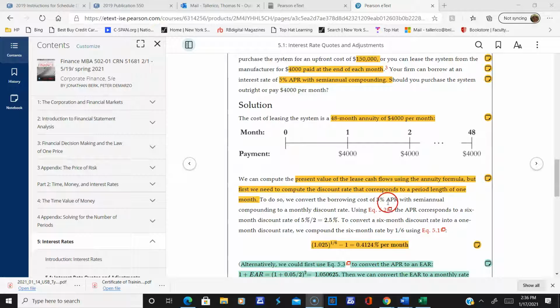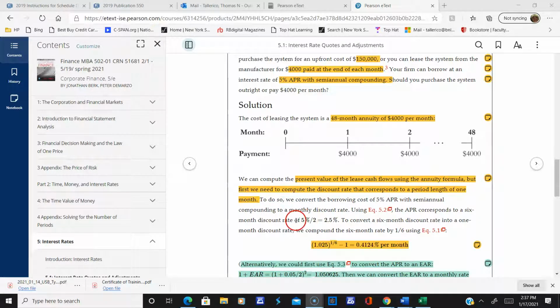So we're going to borrow at the 5% APR. Now they give you an APR of 5%, right? It's an annual percentage rate, not effective. And now it's semi-annual compounding. And we have to remember we're dealing with monthly payments, so we have to get from the semi-annual compounding to a monthly discount rate. So we're going from a year, and we know we have to deal in monthly payments, and basically we have semi-annual compounding.